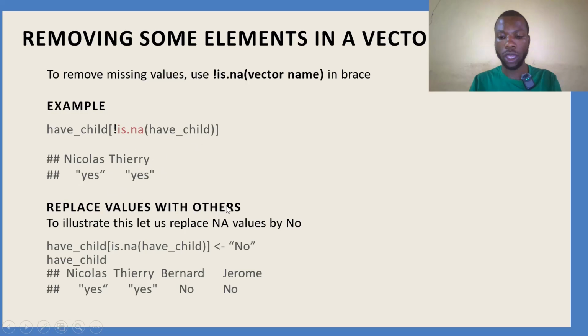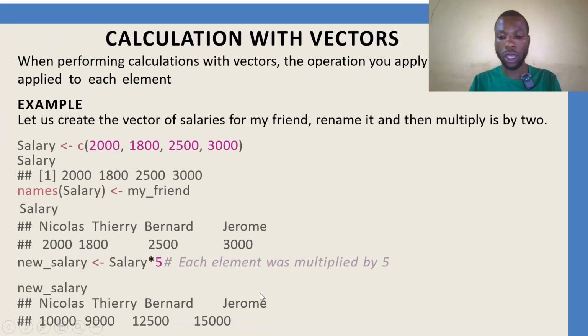And also replacing the missing value in the vector. We say has, square bracket, is.na, has, equal to no. It means go and check where there is a missing value on the have children variable or object and equalize it with no. You see, that's what it means. Where we have no, maybe we had a missing value for Bernard and also Jerome.